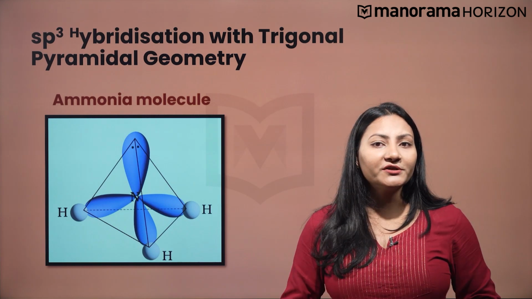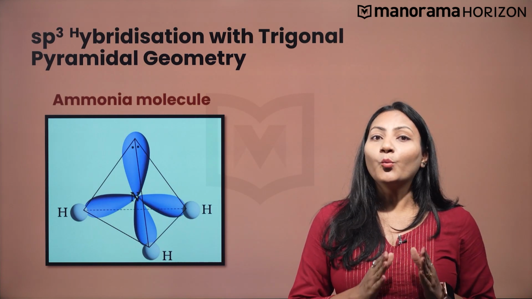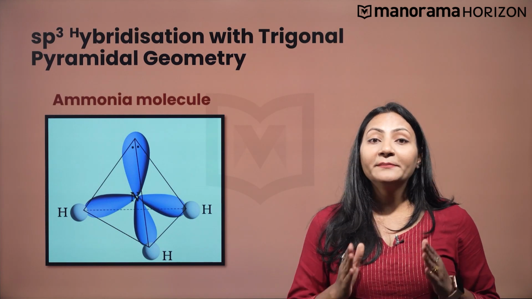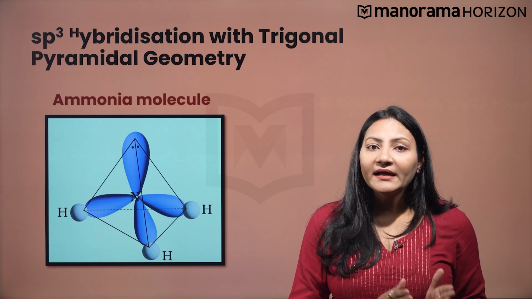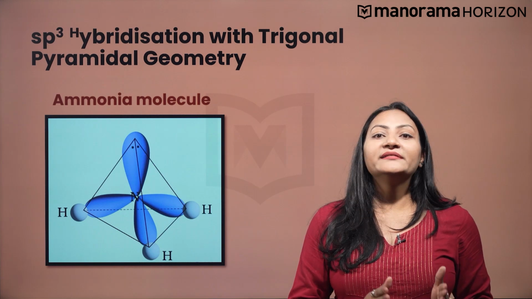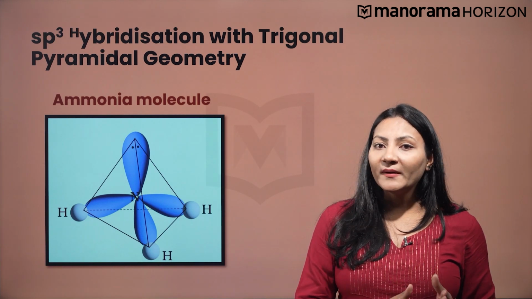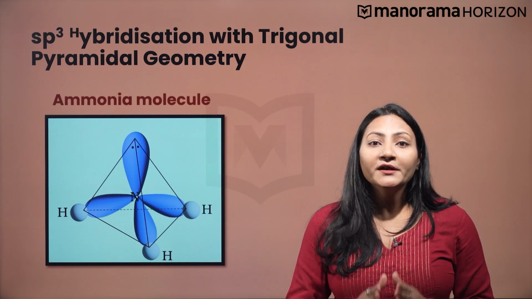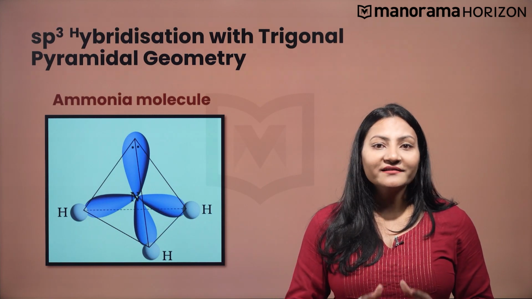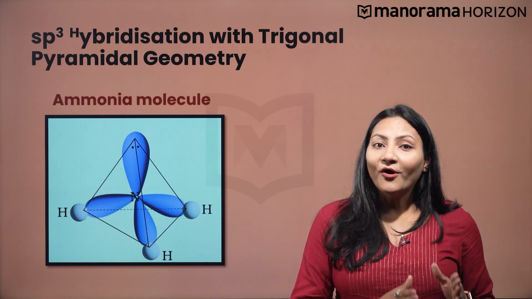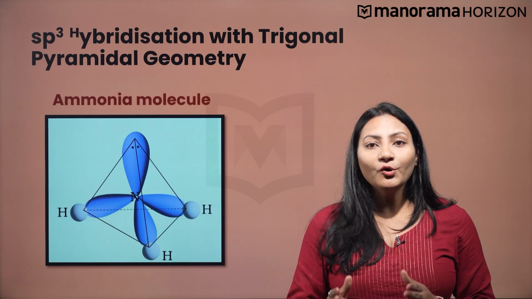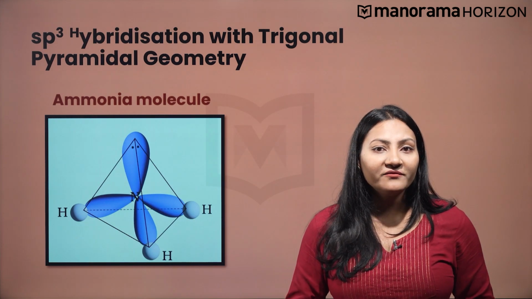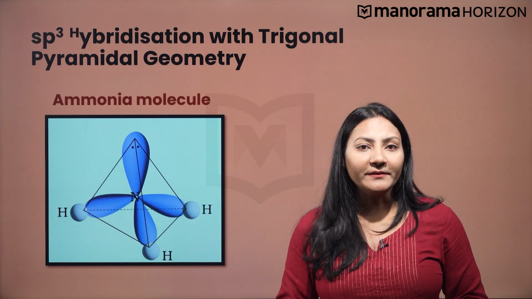In the ammonia molecule, nitrogen has one lone pair, and repulsion between lone pair and bond pair is more than the repulsion between bond pair and bond pair. Due to this, the molecule gets distorted and the bond angle is reduced to 107 degrees with trigonal pyramidal shape.